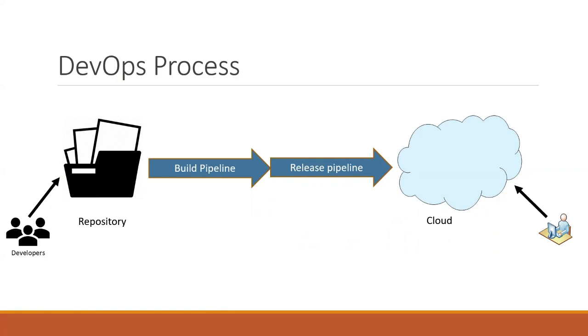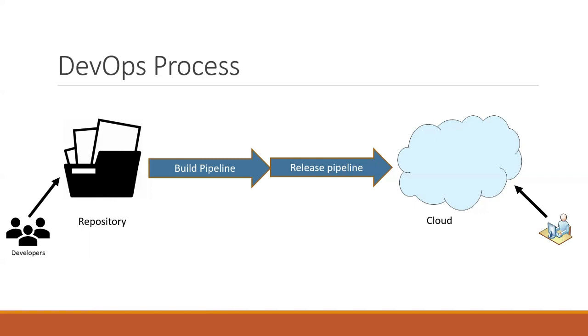So for that purpose, we create a build pipeline and a release pipeline. What the build pipeline does is compile the code and check whether there are any issues, and once it is verified that everything is correct, it creates a package, it creates artifacts, and of course tests can be included in that process.